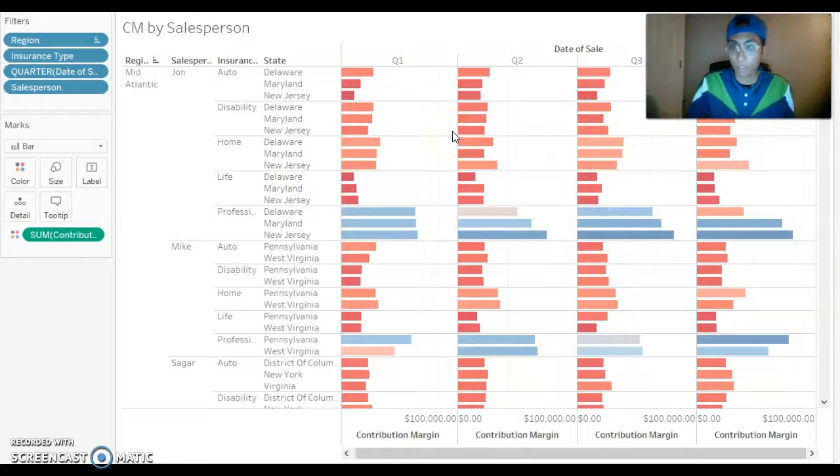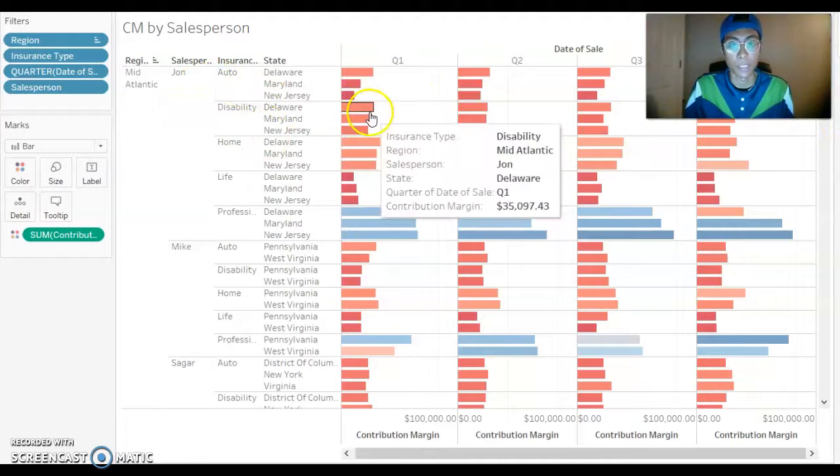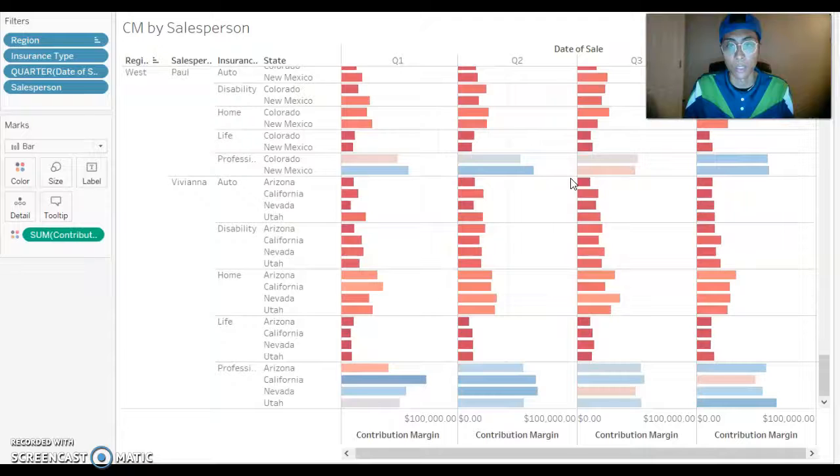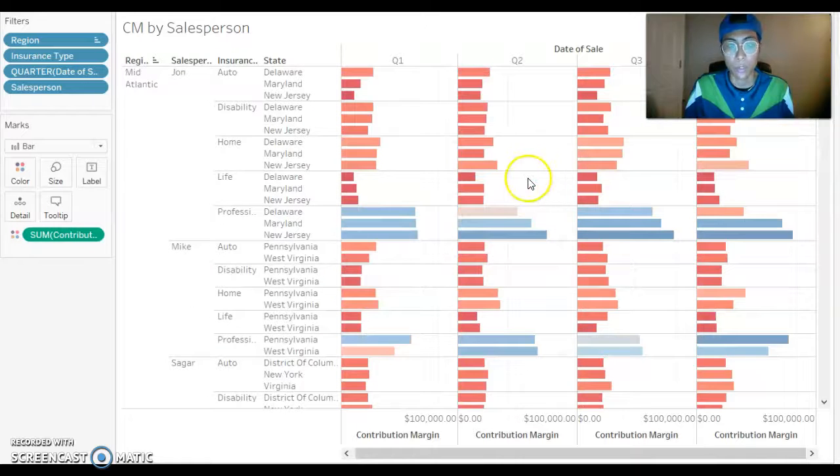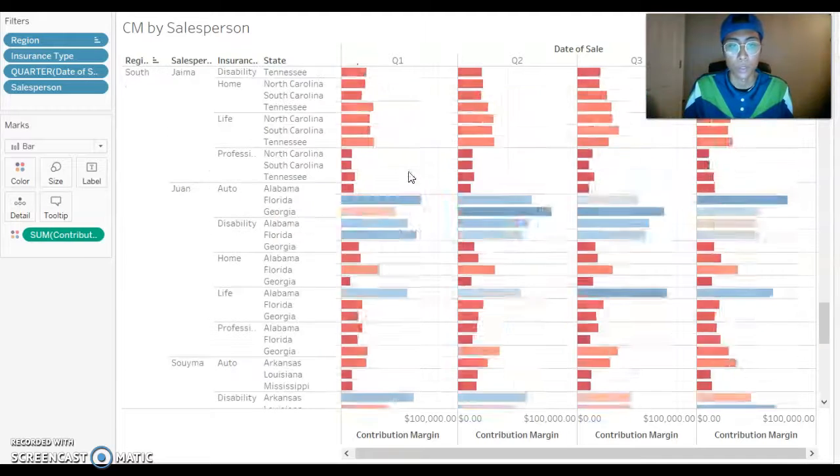So on my first sheet, I have the list of names and the states, and as you can see, most of these bars are actually red instead of blue. Most of the time, it was the professional insurance that was sold the most, and life insurance was usually sold the least.